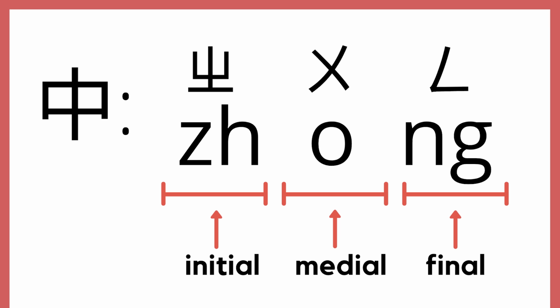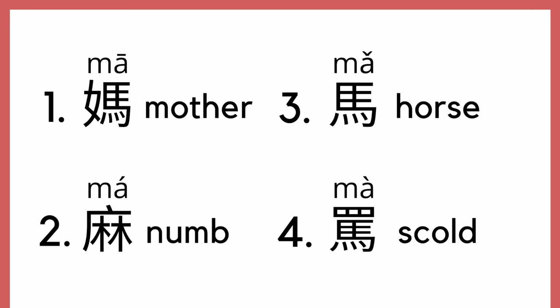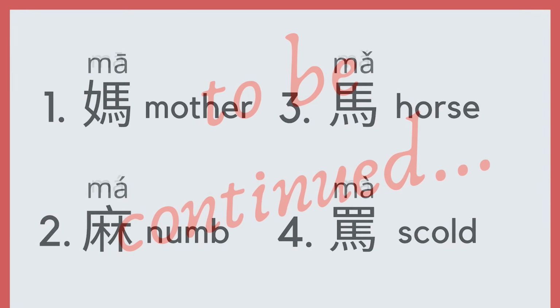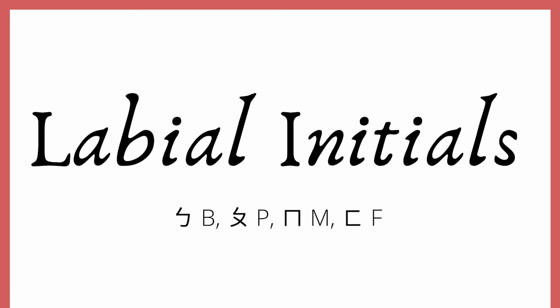Chinese letters are split into initials, medials, and finals. Initials start the word, medials are in the middle, and finals end the word. Proper Chinese pronunciation also involves 4, sometimes 5 tones, but we're going to save that topic for another time. So let's take a look at the alphabet starting with the initials. First, we have the labial initials. They're called labials because they use your lips.